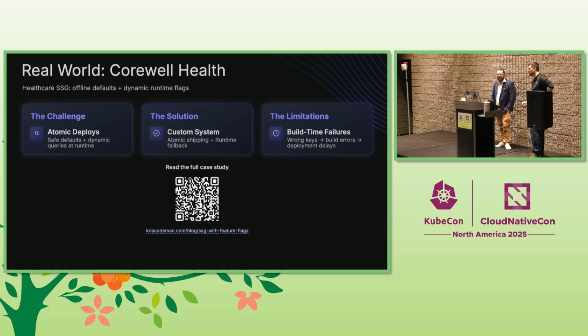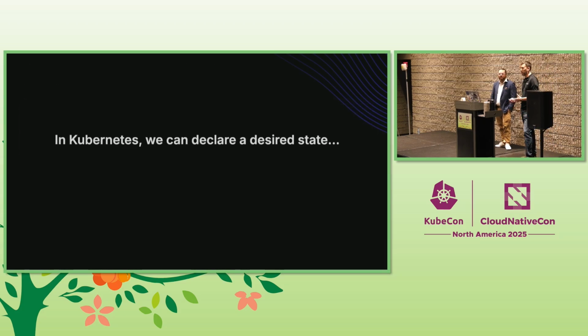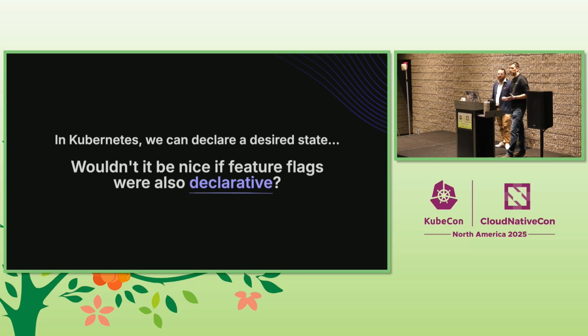So yeah, basically, based on Kris's use case and some of the others, the experience using feature flags isn't impossible. I mean, people have been doing it forever, but we feel like it can be improved. And so really, we're at KubeCon, and we can actually look at Kubernetes for inspiration here. Like in Kubernetes, you can declare a desired state. So we asked ourselves, wouldn't it be nice if you could also declare feature flag state?